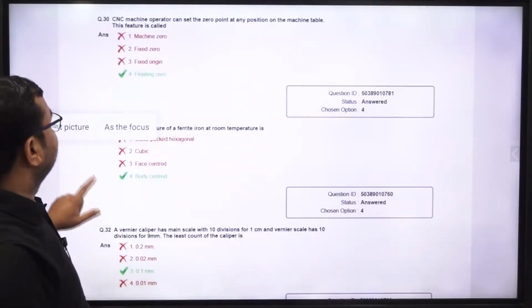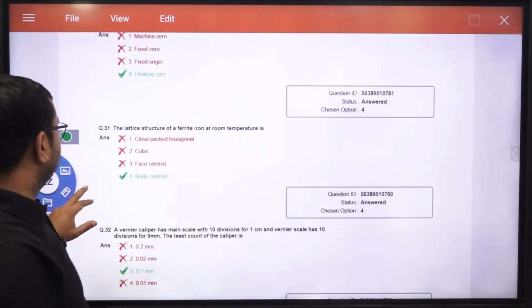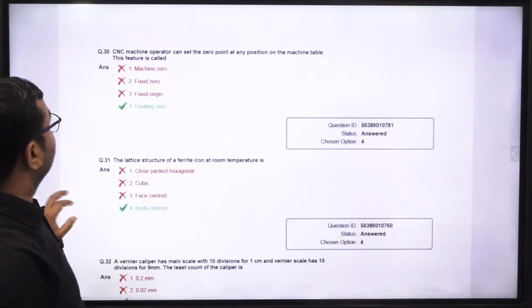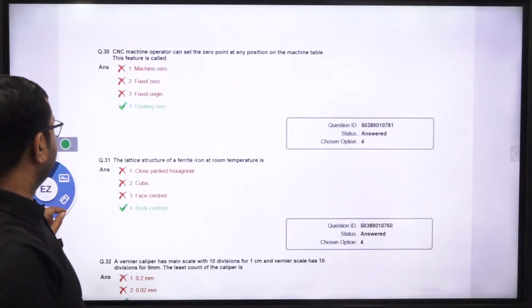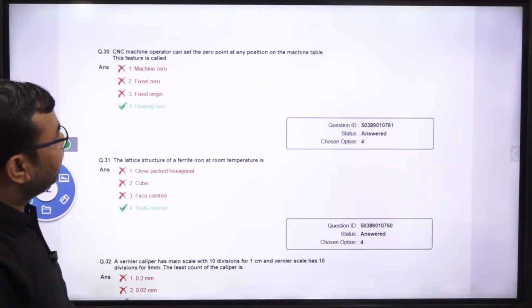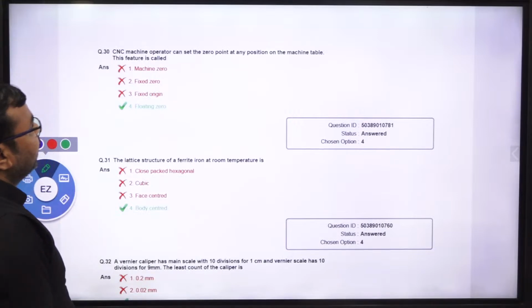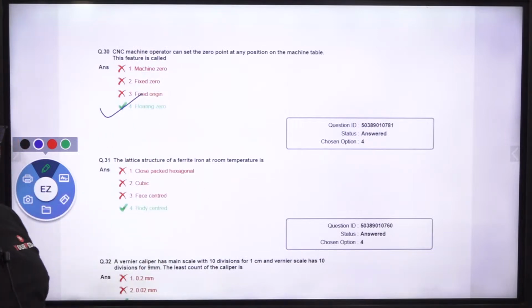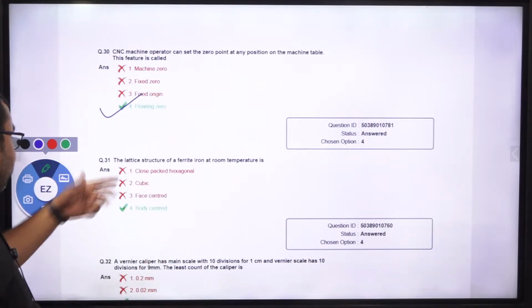And what about this? The CNC machine operator can set the zero point at any position on the machine table. This feature is called floating zero. This is called floating zero. Is that clear? So you just remember this.